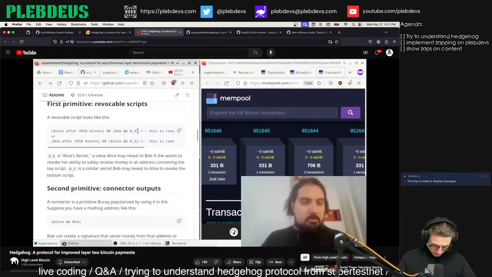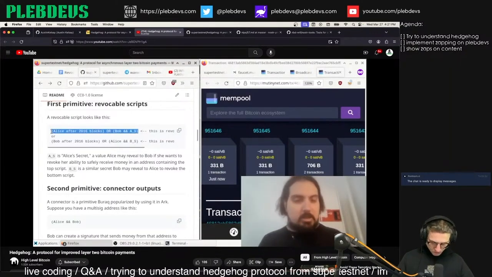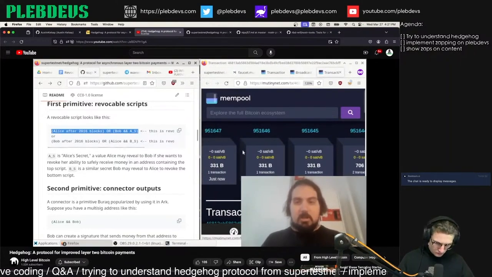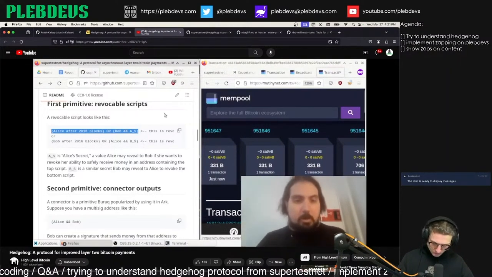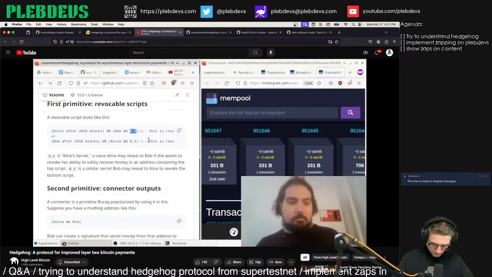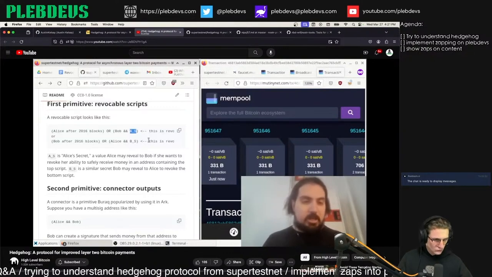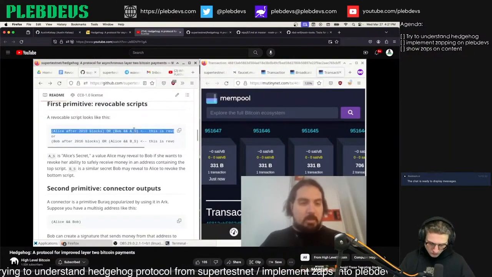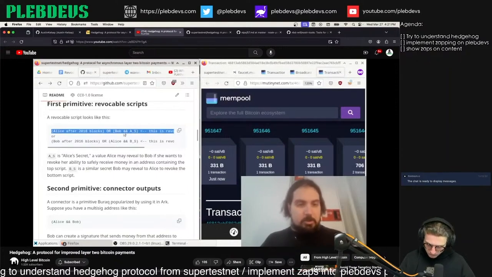We use them in Lightning to make sure that, this is how Lightning penalty works. If you send a Lightning payment that's not the latest, then your counterparty can steal from you, not steal, but do a justice transaction and take the money in the channel because they know the secret that you gave them when you revoked your old state. So that's used in Lightning, and it's also used in HedgeHog.